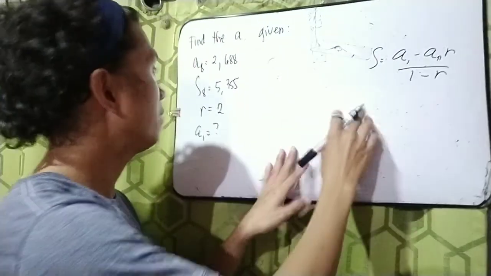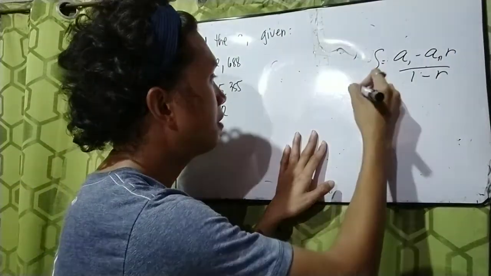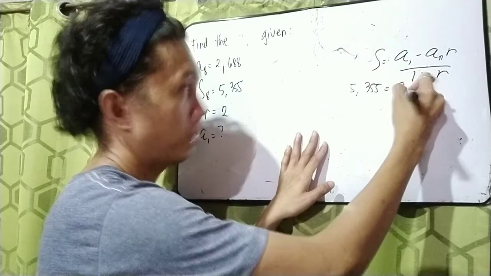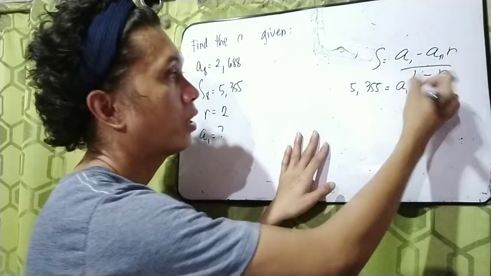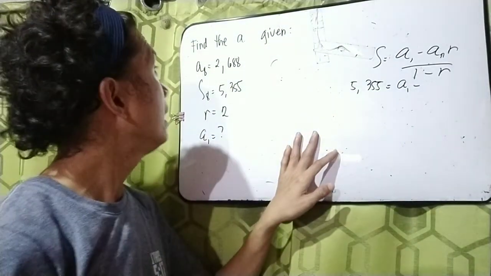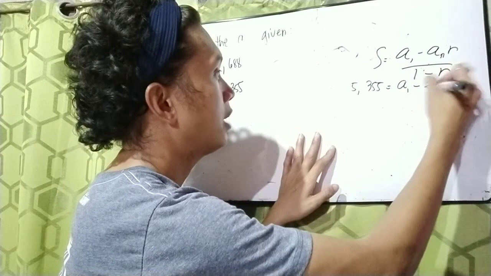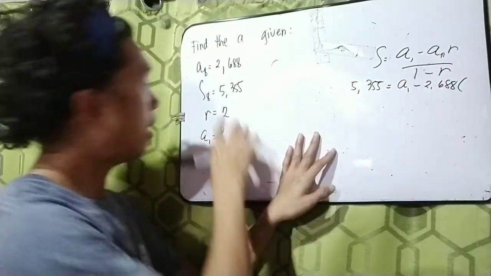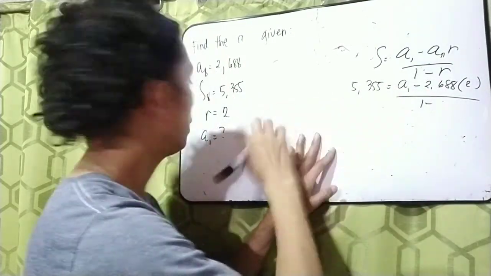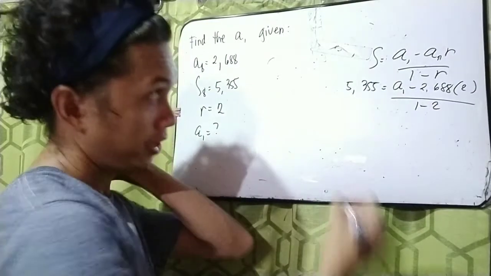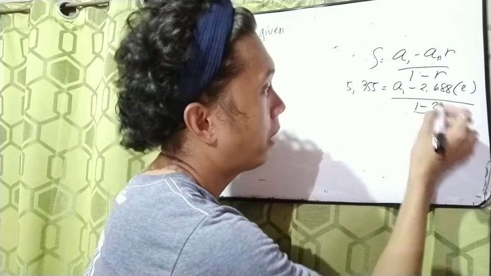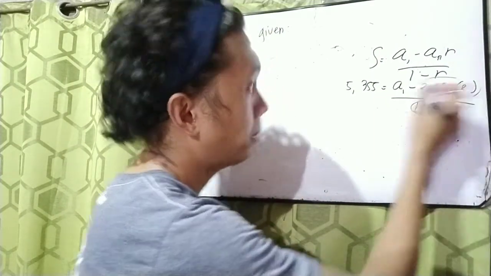So let us substitute the values. 5,355, which is the sum. First term is unknown, so let's just write it. Then a sub n, the last term, which is a sub 8, that is 2,688 times r, which is 2, all over 1 minus r, which is 2. Now let us simplify the formula. We can perform 1 minus 2. We can also perform multiplication here.